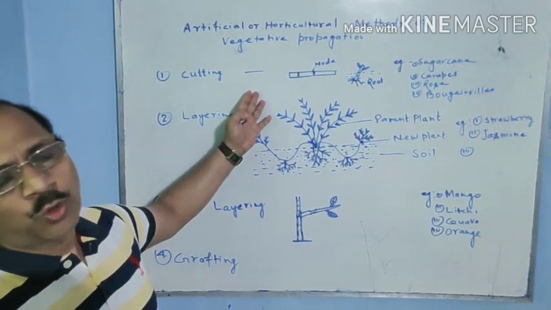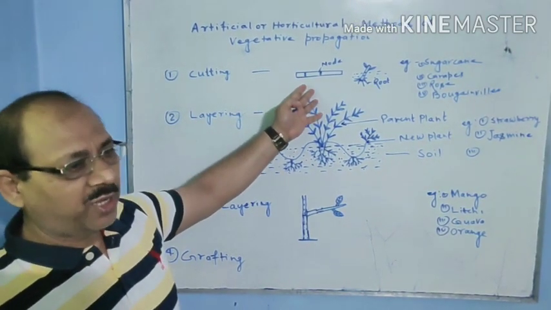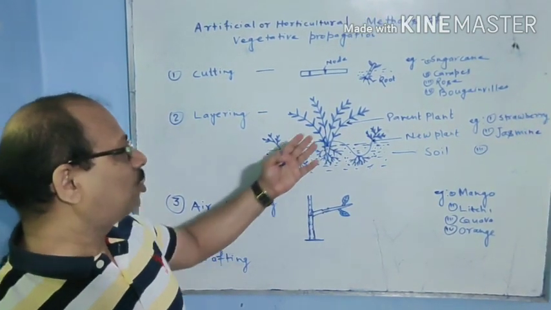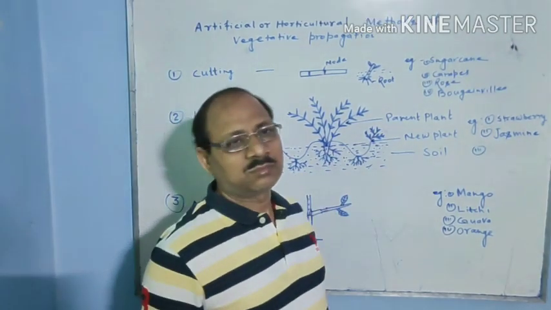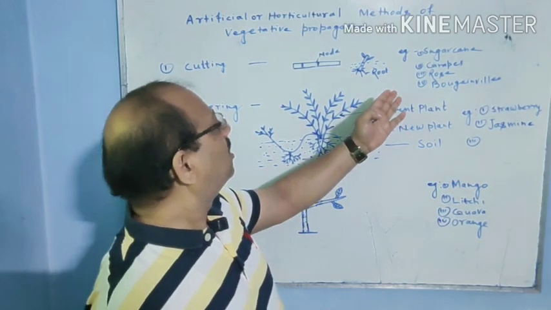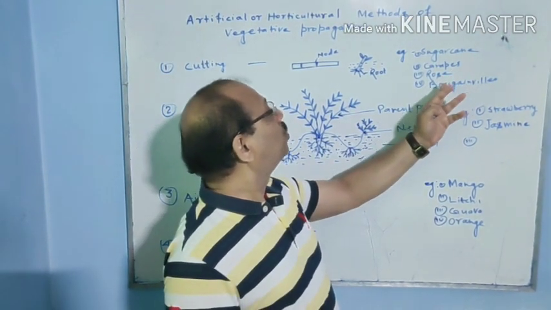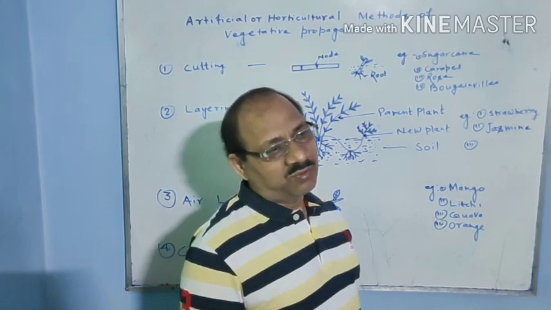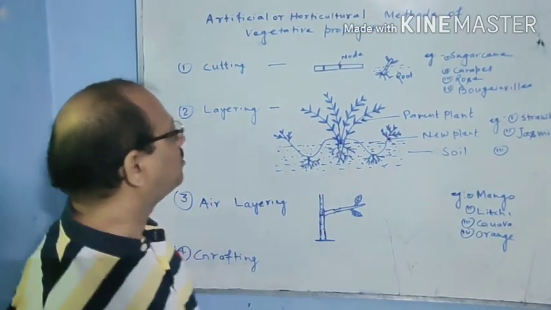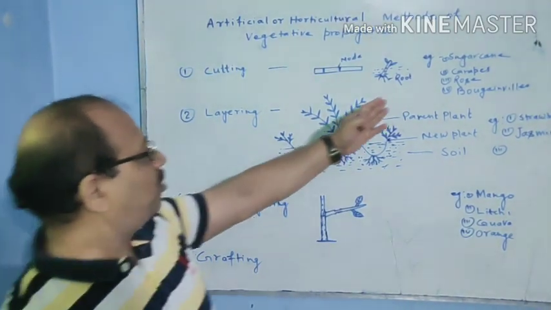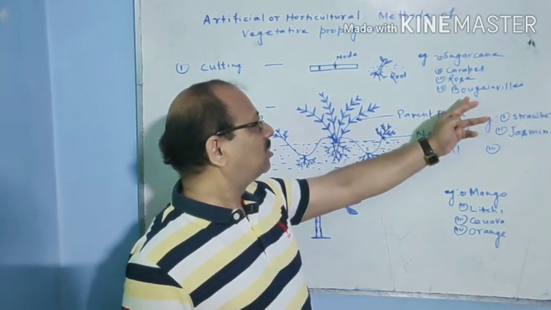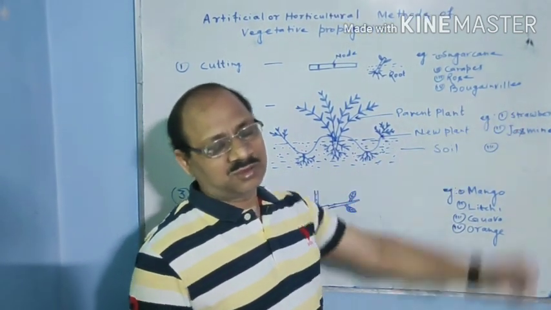It is a very common method used by our farmers in the case of sugarcane. This method can be used in the case of grapes, rose, bougainvillea. It is a very easy method. For example, sugarcane, grapes, rose, bougainvillea, etc.